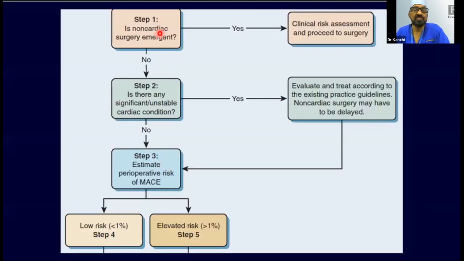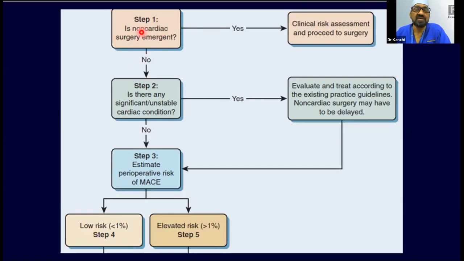In step 1, we need to determine, as was actually pointed out by Dr. Suhaini as well, whether the surgery is emergent or elective. If it is emergent, the patient needs to go to the theater straight away, and no further cardiac evaluation may be possible. As the patient undergoes the surgical procedure, the anesthesia has to be tailor-made to the requirement of the patient, which includes appropriate monitoring and estimation of blood levels of troponin and other parameters. Here, we don't have time to prepare the patient for surgery because the surgery is limb-saving or life-saving.